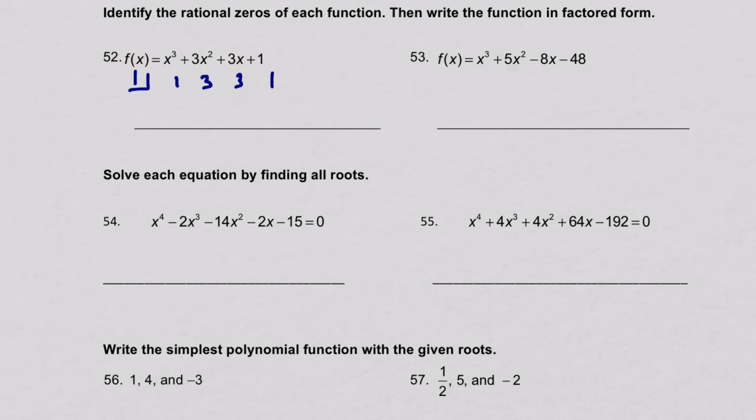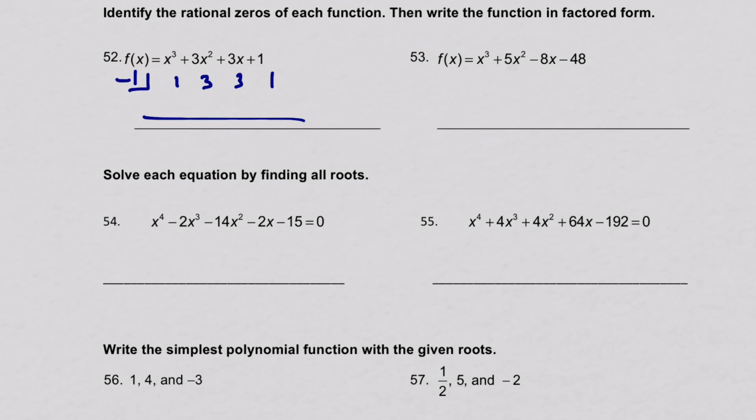And if that doesn't work, we'll try negative 1. Bring down the 1. 1 times 1 is 1. 3 plus 1 is 4. 1 times 4 is 4. 3 plus 4 is 7. 1 times 7 is 7. I get 8. That doesn't work. I should get 0, right? If it actually works, I should get a 0. So let's make this negative 1, and let's erase all this work that we don't need, and do it again.